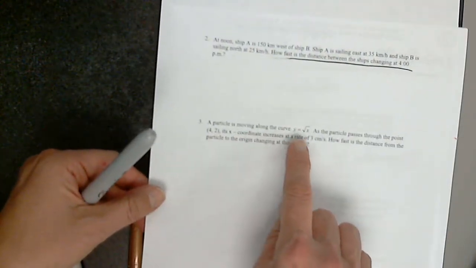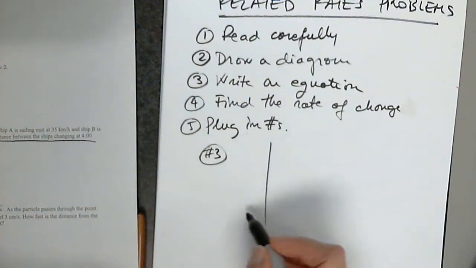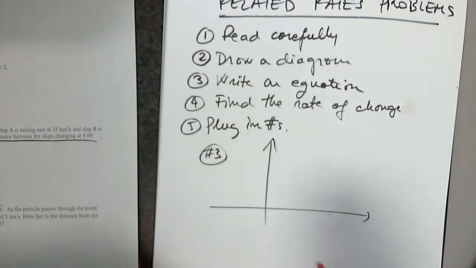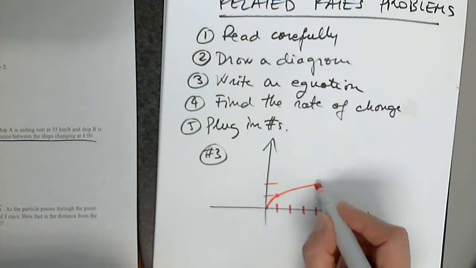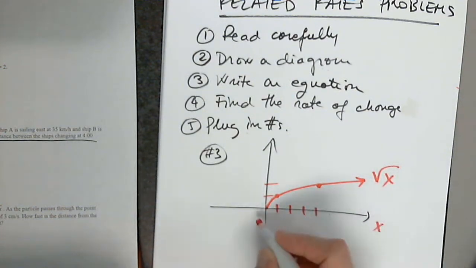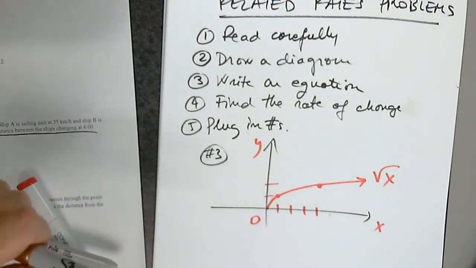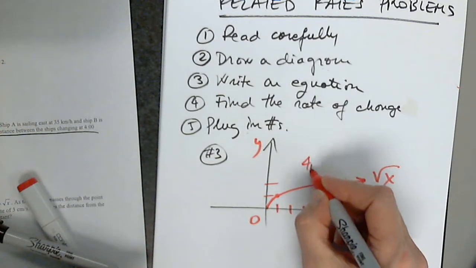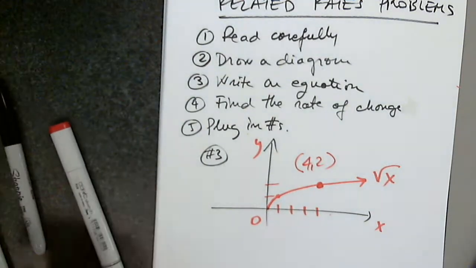A particle is moving along the curve y equals the square root of x. So when I read this, I have in mind the square root of x. When x is 0, y is 0. When x is 1, y is 1. 1, 2, 3, 4. The square root of 4 is 2. So I already have this in mind. Okay. As the particle passes through the point 4, 2, careful. Be very suspicious of any number given in the problem. So, okay, so this is the point 4, 2.